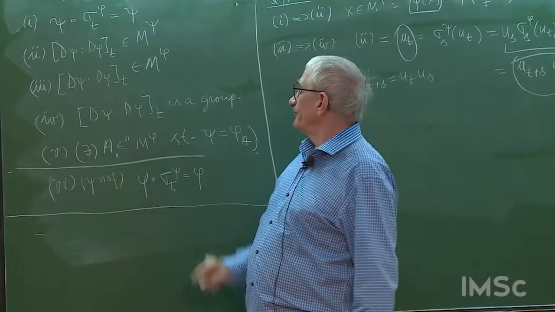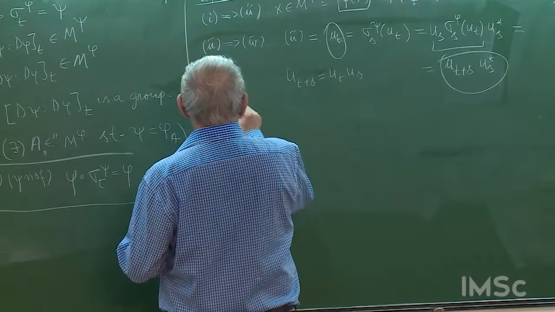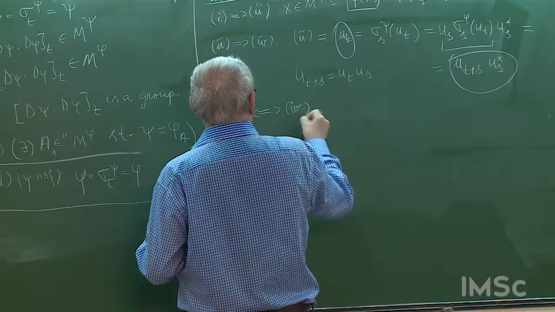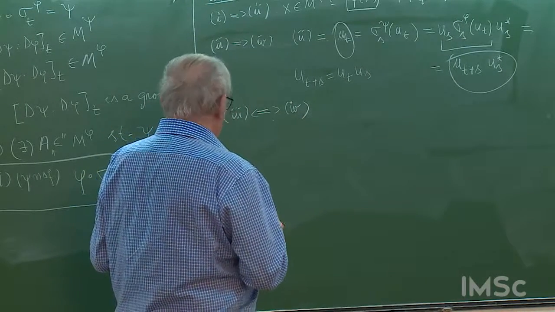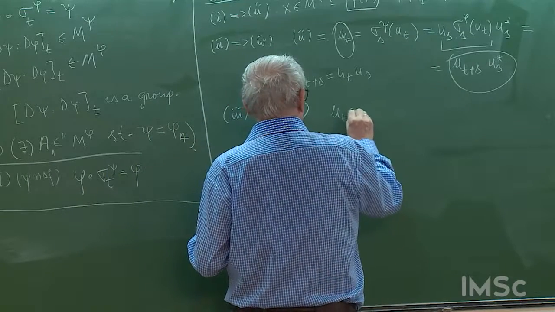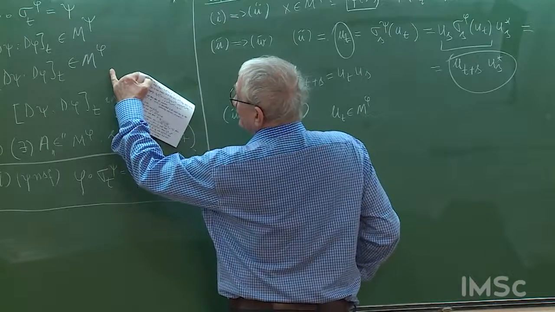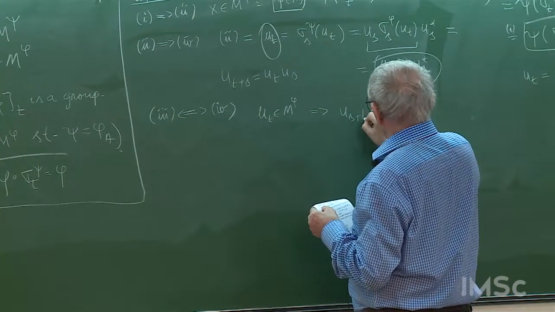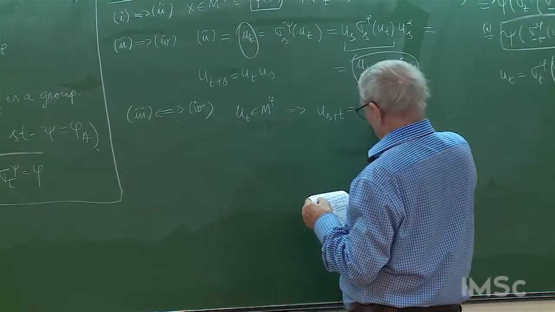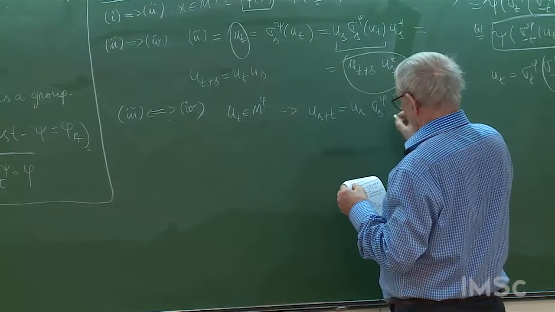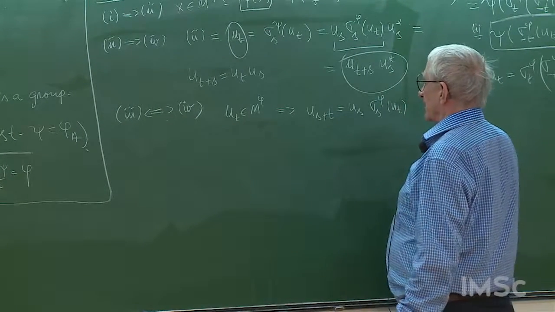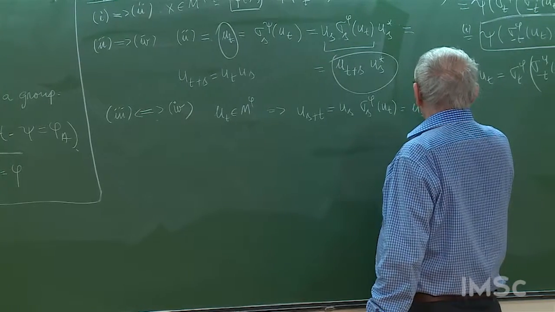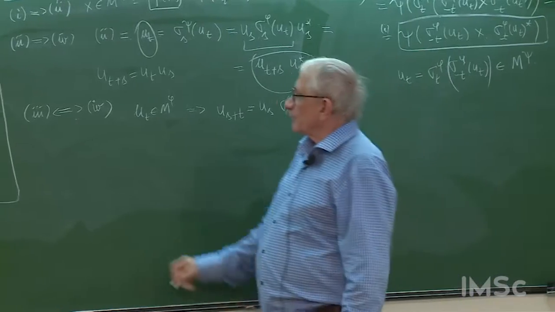So indeed 2 implies 4, and this is a group of unitaries. Now, property 3 is equivalent with property 4. On one side, if ut belongs to the centralizer of phi, this is 3, then us plus t is equal to us sigma s phi of ut, but sigma s phi of ut is equal to ut, so it is us ut. So indeed 3 implies 4.